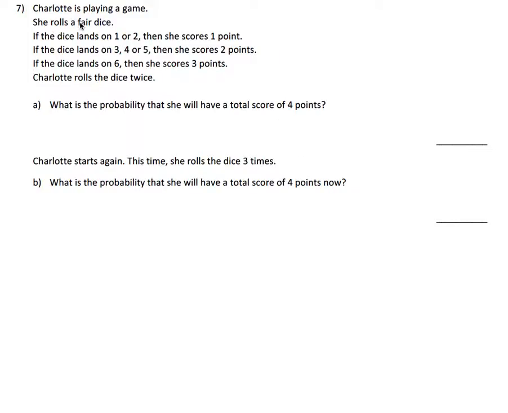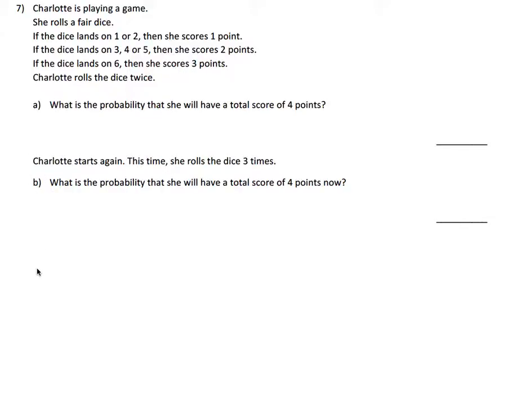Really harder again when we go on to number 7. This time we've got Charlotte playing the game. She's got a fair dice. If the dice lands on 1 or 2, then she scores 1 point. If it lands on 3, 4 or 5, she scores 2 points. Or if it lands on 6, she scores 3 points. And she rolls the dice twice.